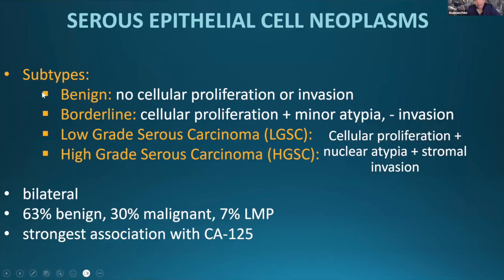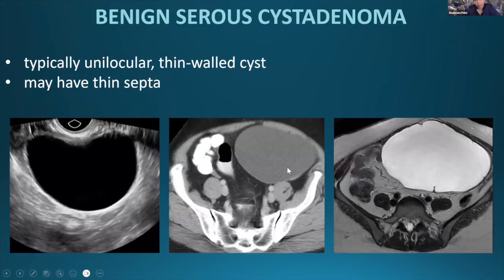There's 4 major subtypes, and these subtypes are basically characterized on pathology based on these features. But the 4 subtypes are benign, borderline, low-grade serous carcinoma, also called LGSC, and then high-grade serous carcinoma, also called HGSC. So let's look at the imaging characteristics of the 4 subtypes.